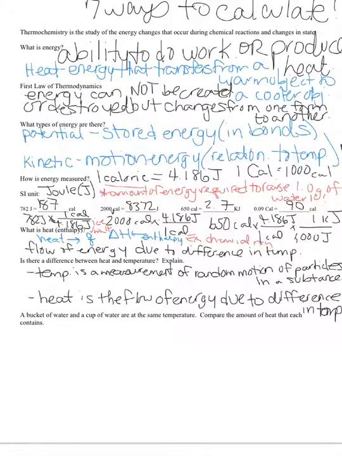So let's use this example to get you to start thinking about it. It says a bucket of water and a cup of water. So you have a bucket full of water and a cup full of water. They're at the exact same temperature. It's going to ask us to compare the amount of heat that each contains. If we know they're at the same temperature, we also know something else about them. We know that they're both at the same average kinetic energy. If they're both at 50 degrees Celsius, then both of those have molecules moving at the same rate, which we could also say means the speed of the particles is the same.